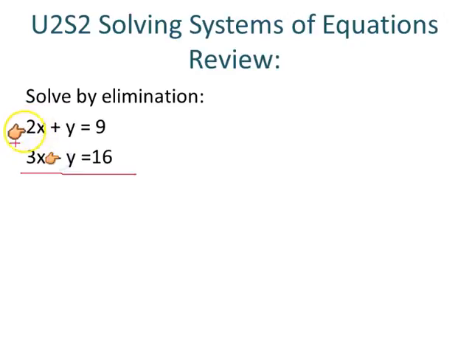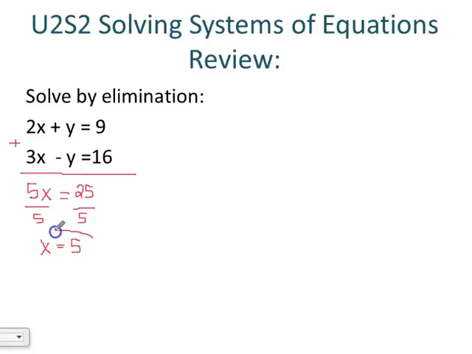So let's see what happens when we add our two equations together. So 2x plus 3x gives us 5x. Our y's cancel out, and 9 plus 16 is 25. And now we've got a nice equation with just one variable, so we can go ahead and solve for x by dividing each side by 5. And we get x equals 5. 25 divided by 5 is 5. Now remember, I'm not done. I need to still solve for my y variable.